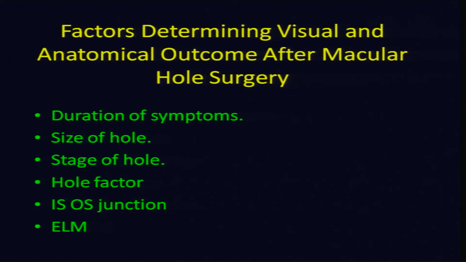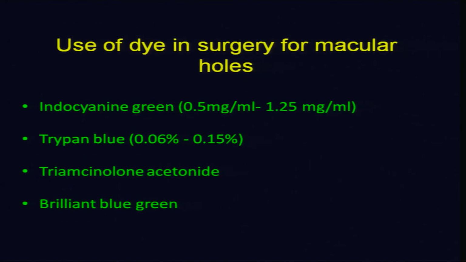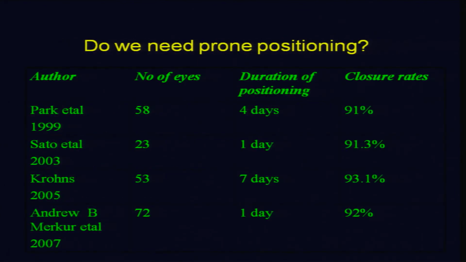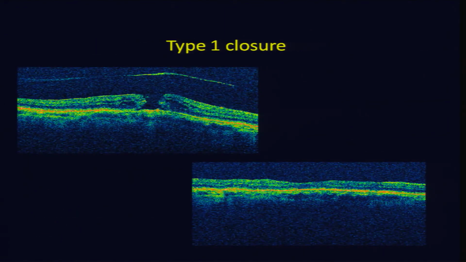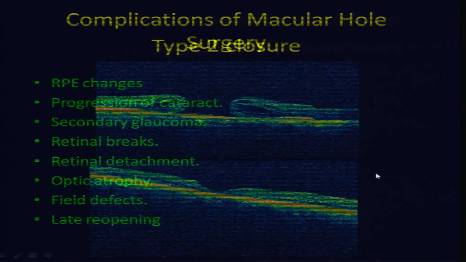The size of the hole is very important, but definitely with ILM flap, most of the large holes, all the large holes probably till this point of time have closed. The anatomical improvement is also having some functional improvement as well, not as much with the smaller holes. The hole forming factor, the ISOS junction integrity, and the ELM are very important. Indocyanine green is not at all used now because of toxicity. Prone positioning, there are different authors who have basically said that prone positioning may not be needed. Maybe a limited prone positioning, maybe for the first 2 or 3 days, can actually close. Type 1 closure is having very good results, and type 2 is the more V-shaped closure with larger holes.